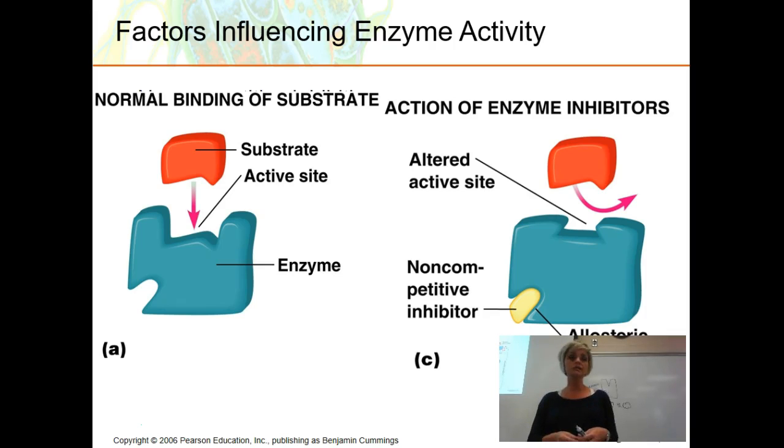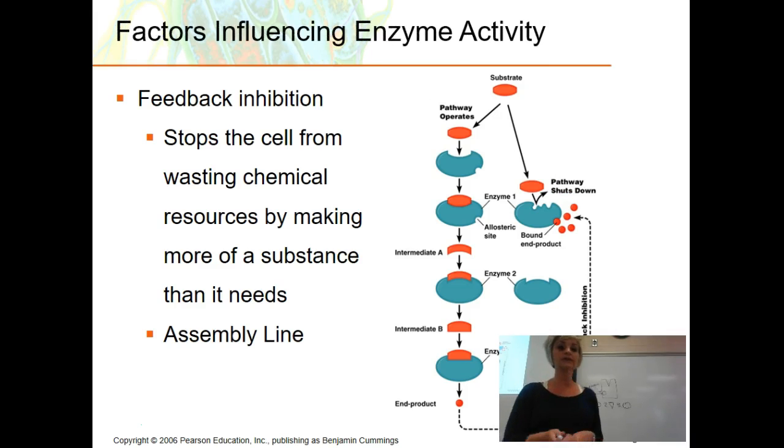There's other ways, though, in the body that we can control things, like feedback inhibition. We talked about feedback inhibition in A&P, negative feedback. Remember where you build up your product and then you stop production. It's kind of like an assembly line. Or in my household, it's like grocery shopping.